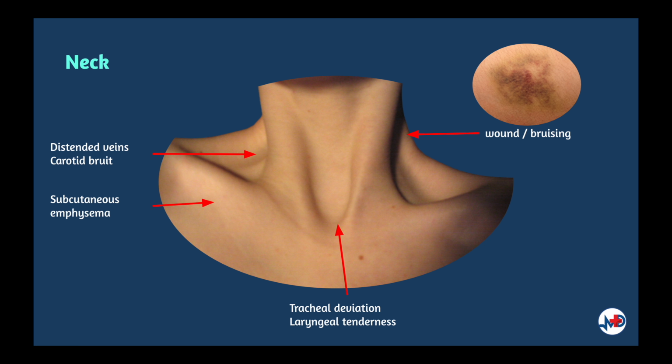Next would be the neck. Inspect the neck. It is necessary to open the collar to do this, whilst maintaining manual inline stabilization of the neck. Examine the anterior neck as per the primary survey, checking for tracheal deviation, wounds or bruising to the neck, subcutaneous emphysema, laryngeal tenderness, distension of the neck veins, carotid pulsation and the presence of hematoma. Listen for a bruit.